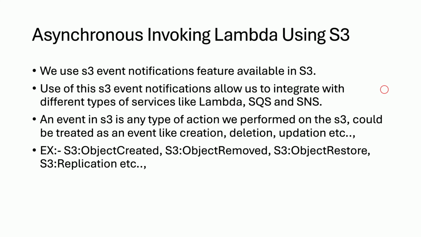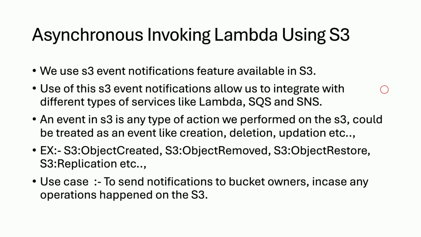Here you can see a few APIs for the above actions. S3 object created is for creation of an S3 object. S3 object removed is for removing the S3 object. S3 object restore is to restore the deleted object, and there is S3 replication, etc. So these are the API forms. But in general, if you do any event like creation, deletion, updation on the S3 bucket, it will be treated as an event.